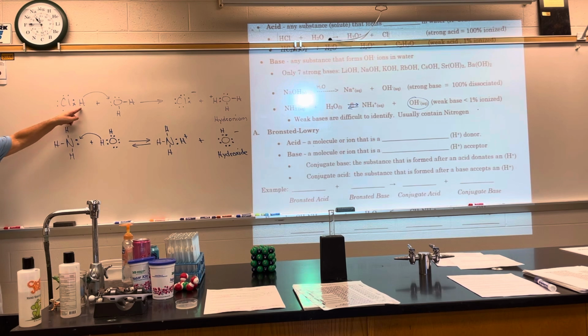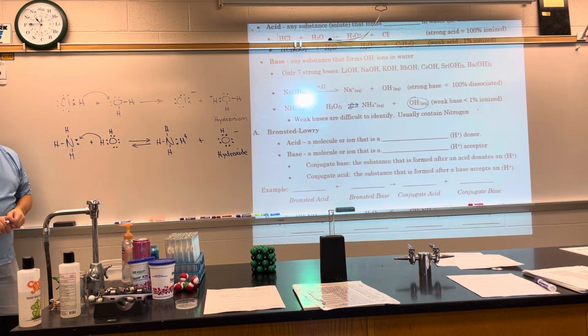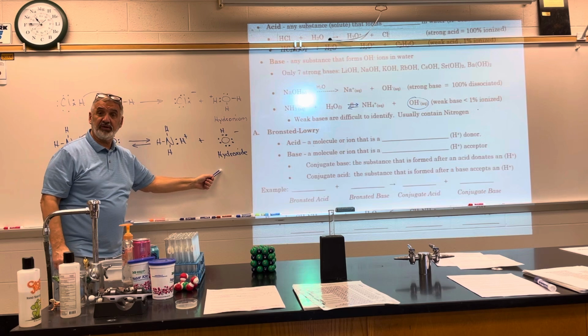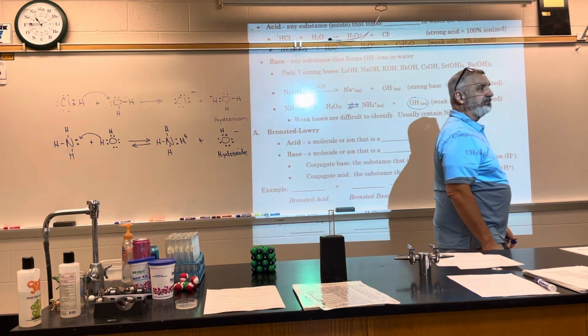This is an acid because it produces hydronium. This is a base because it produces hydroxide. Anything that makes this ion in water is an acid. Anything that makes this ion in water is a base. Got that? All right.